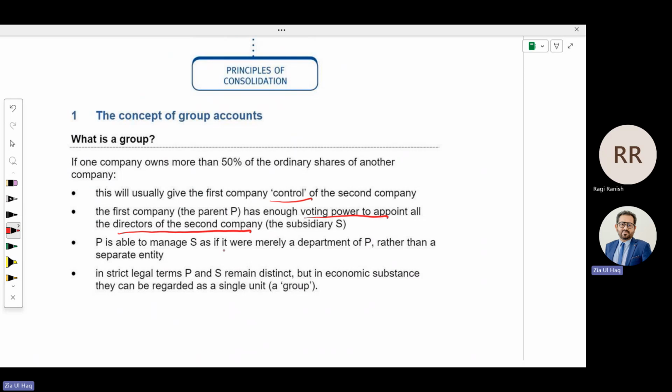P is able to manage S as if it were merely a department of P rather than a separate entity. Though it is an operating separate entity, they can manage and influence everything. In strict legal terms, P and S remain distinct, but in economic substance, they can be regarded as a single unit. In legal reality, obviously they aren't, but in economic reality, that will be so.